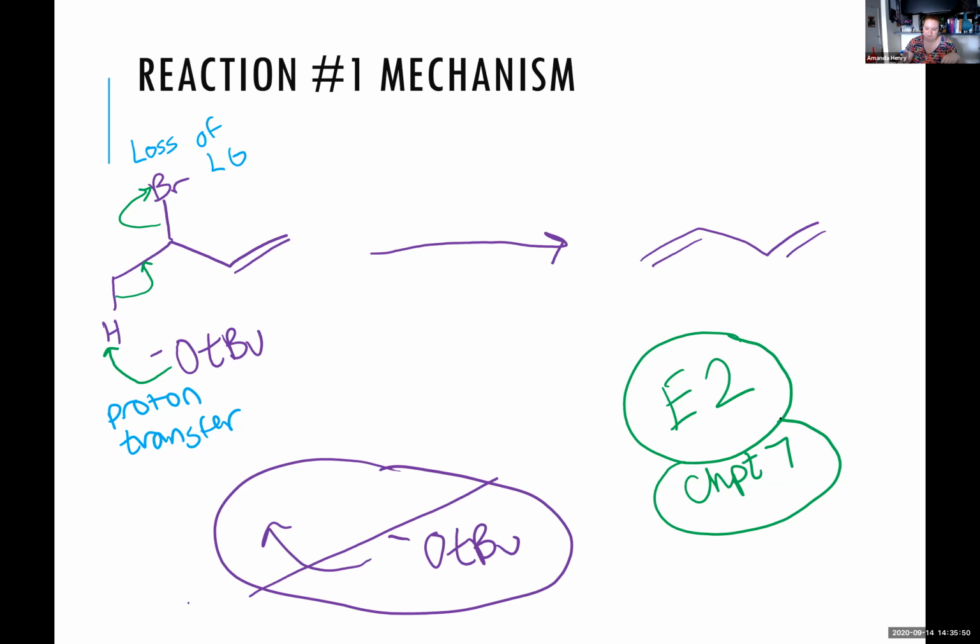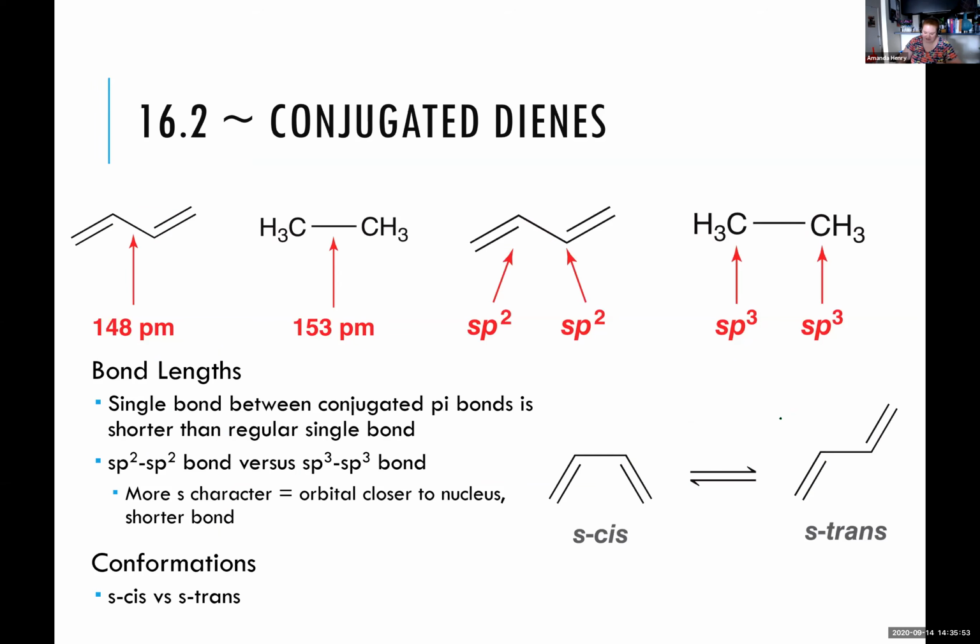Okay. A little bit of background information on our double bonds. So when we look at bond length, a single bond between 2 conjugated double bonds has a bond length of 148 picometers, and just a regular old single bond is 153. The reason behind this is because of the hybridization of the carbons. So we have sp2 versus sp3.